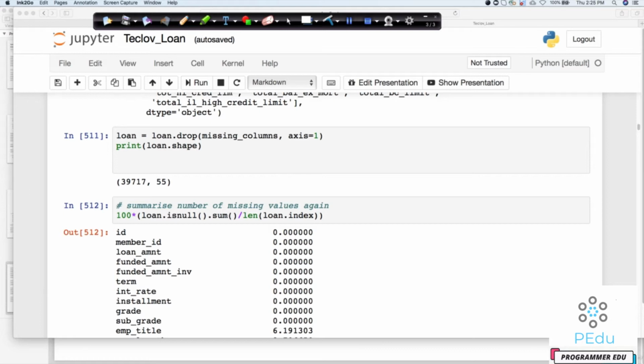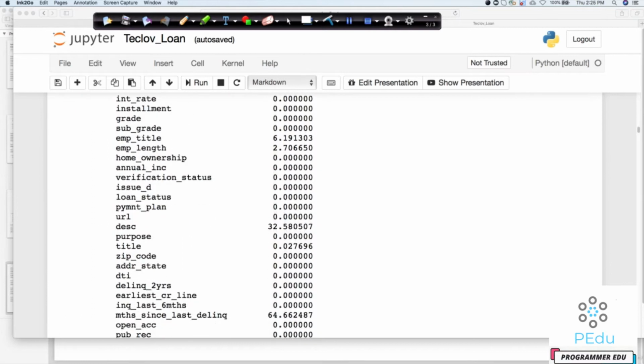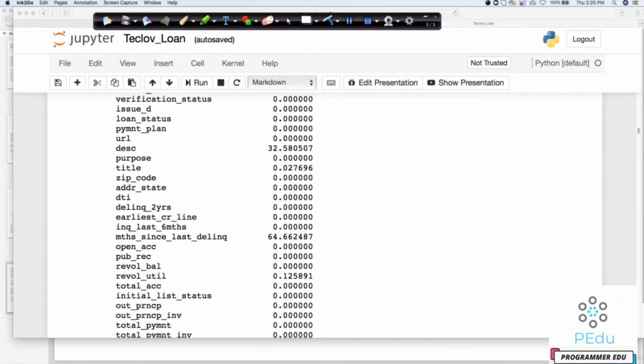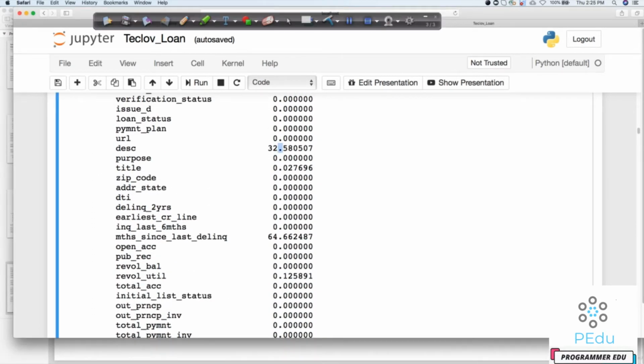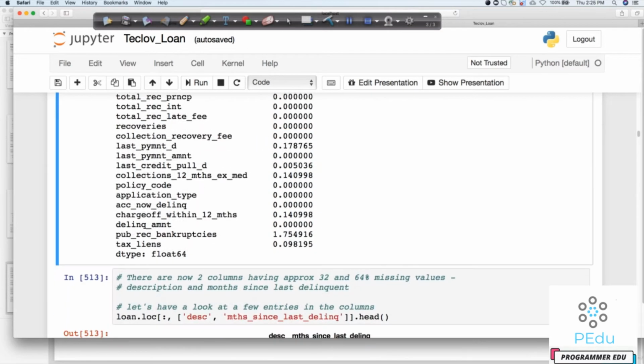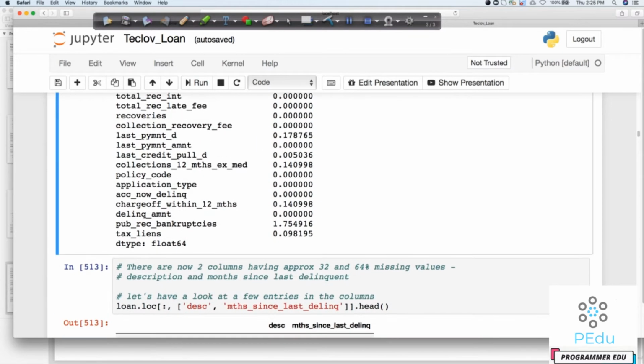Let's see the missing values once again, just to see if we have any more missing values. And yes, we do have. In fact, you can see that we have one at 32% and one at 64%. The remaining looks okay. So before we decide to do anything with them, let's take a quick look at the data, what this data is all about. And this is where maybe we would like to see the data dictionary as well.